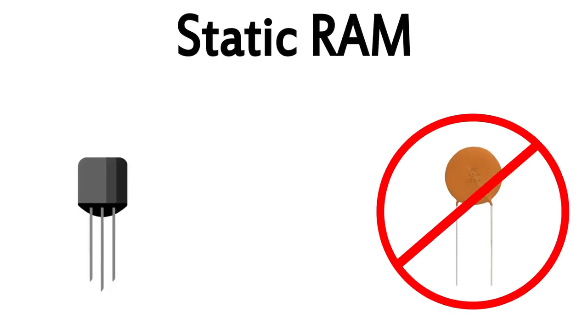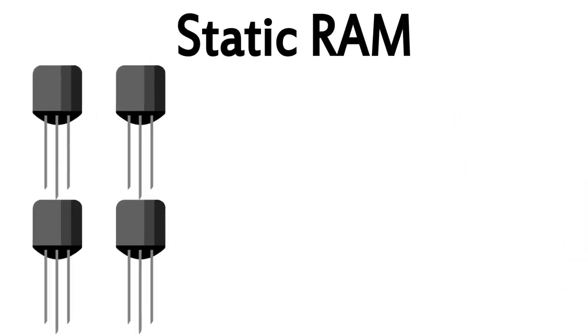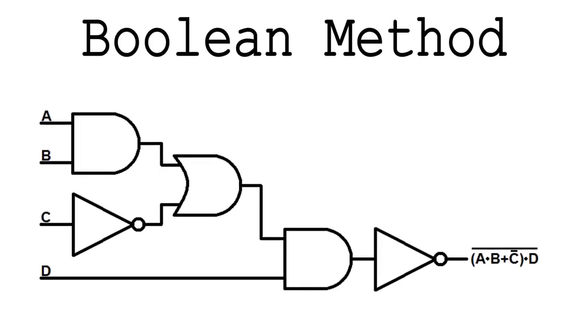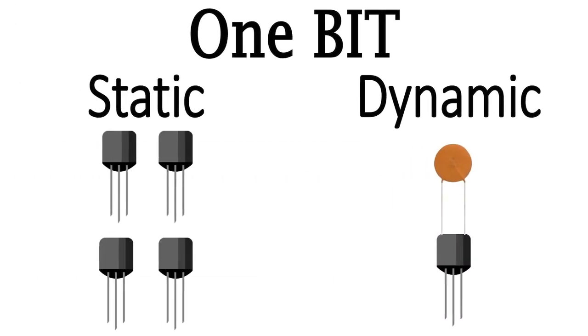Now let's take a look at how static memory works. Instead of using capacitors, static memory uses only transistors. But it requires 4 or sometimes 6 of them in order to represent one single digit of binary, and therefore one bit of data. Static RAM accomplishes this by using something called the Boolean method, which is too complex to get into now, but I'll make a video on it in the future. In short, because static RAM requires more transistors to represent a single bit of information, it obviously requires more physical space on your RAM chips in order to do so. This results in less storage space.